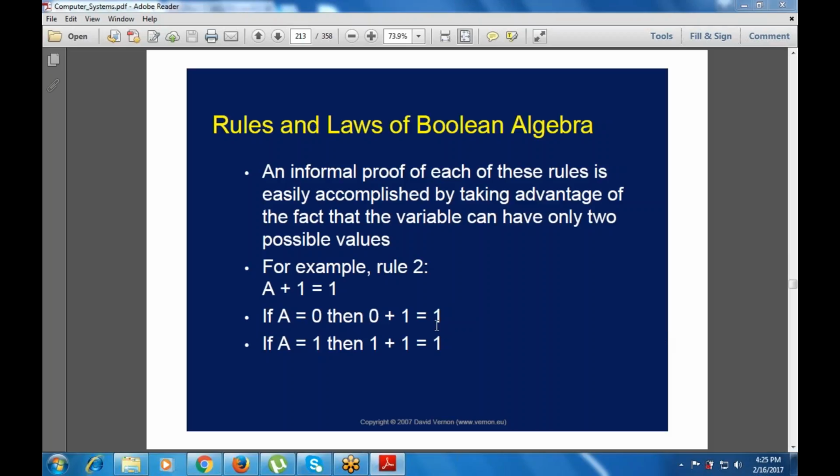Now the next rule is A plus 1 equals 1. That is the informal rule that we define with the Boolean algebra. This can also be represented with the use of two variables. There are two possible values. For example, rule 2, then A plus 1 equals 1.